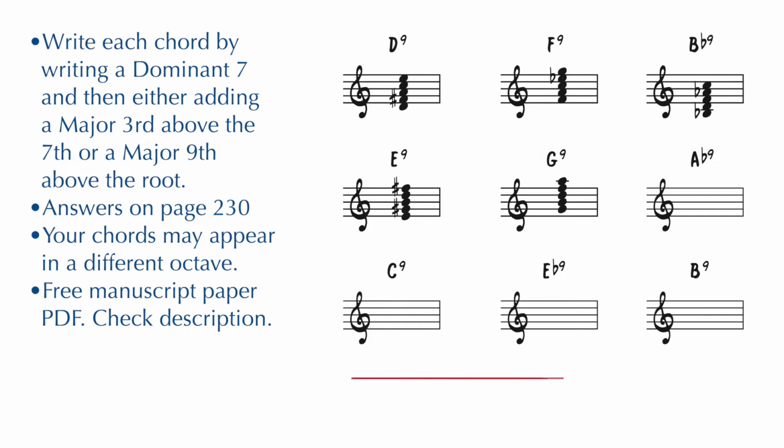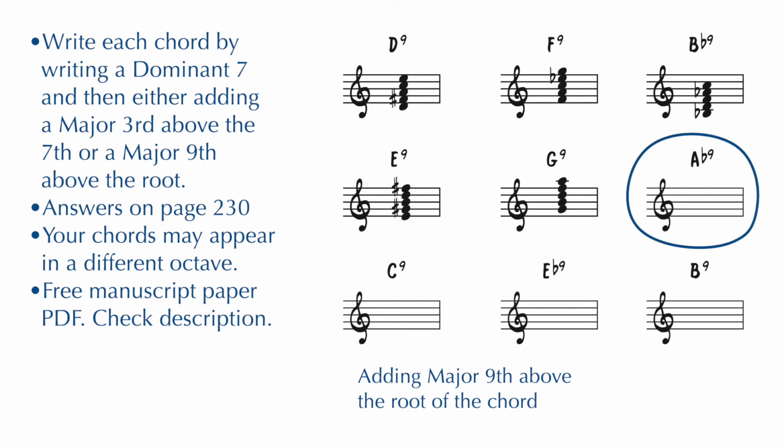For numbers 6 through 9, we're going to write a dominant 7 chord and then add a major 9 above the root. So number 6, A flat 9. First write an A flat 7 chord. That's going to be A flat, C, E flat, and G flat. Then we add a major 9th above the root. The root is A flat. Major 9th above that is B flat. Stack them all up. We have A flat, C, E flat, G flat, and B flat, or A flat 9.